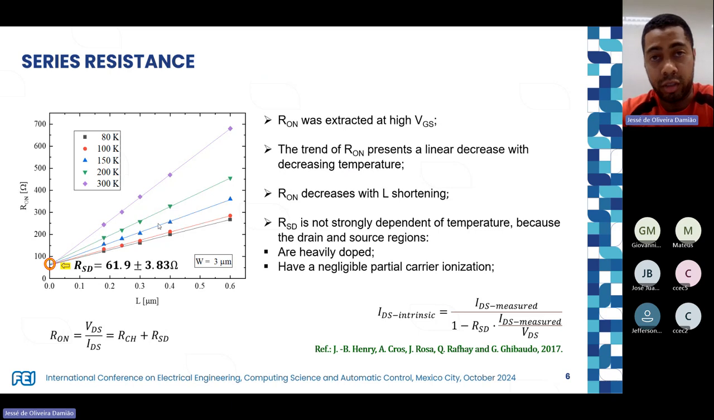The series resistance was extracted by extrapolating the linear trend to the point where the channel length is equal to zero, where by definition the channel resistance is zero. This extraction method was chosen because the drain and source regions are heavily doped and have negligible partial carrier neutralization. This series resistance, that is source and drain resistance, was used to compensate the drain current curves using this formula before the extraction of the other parameters.